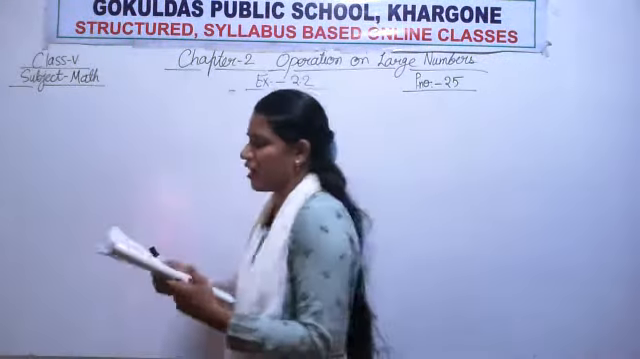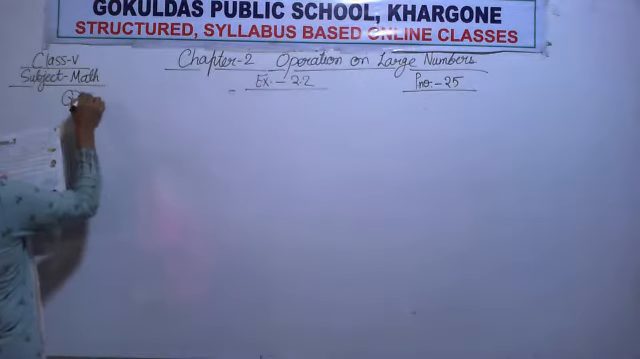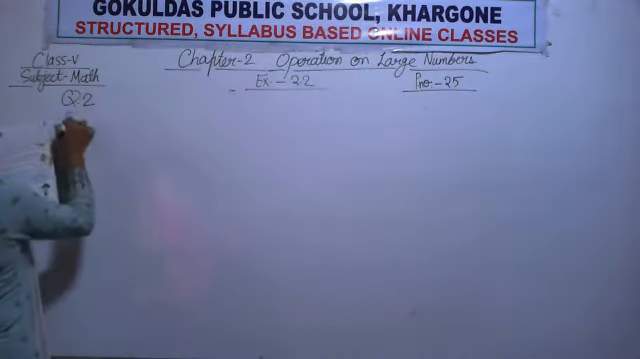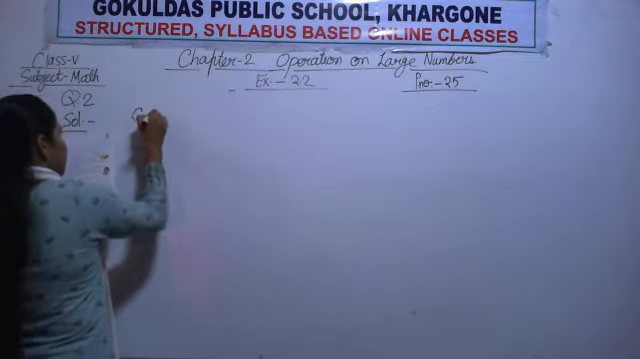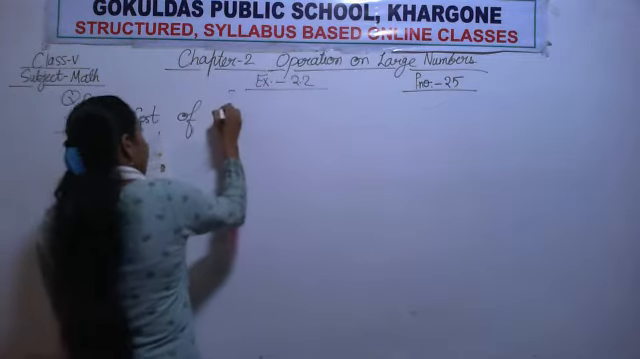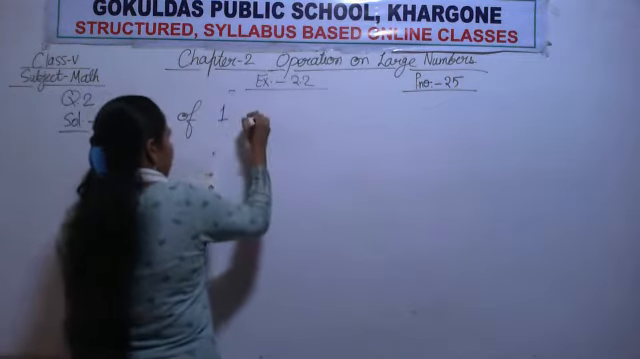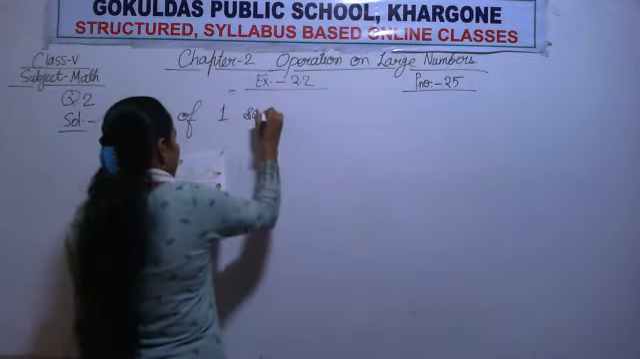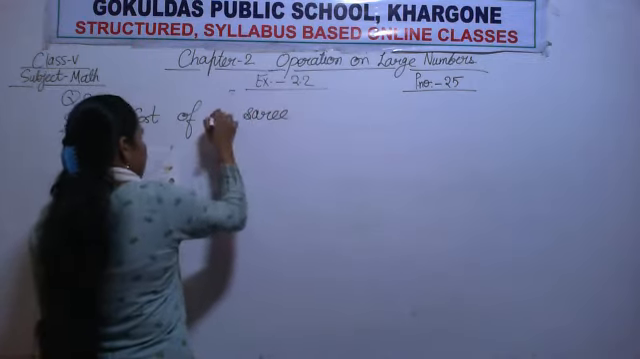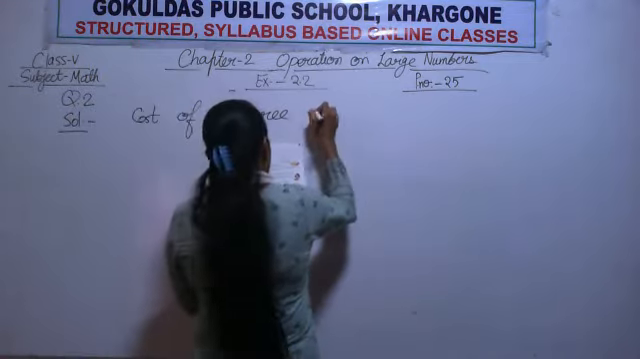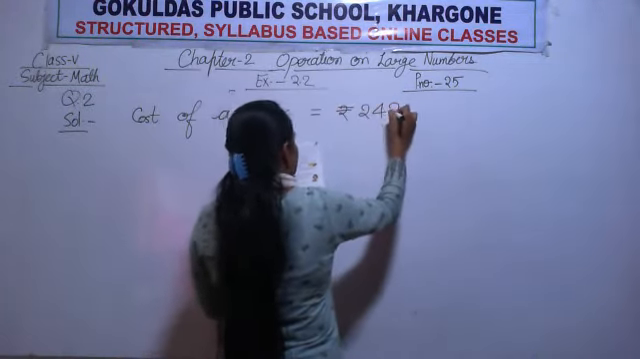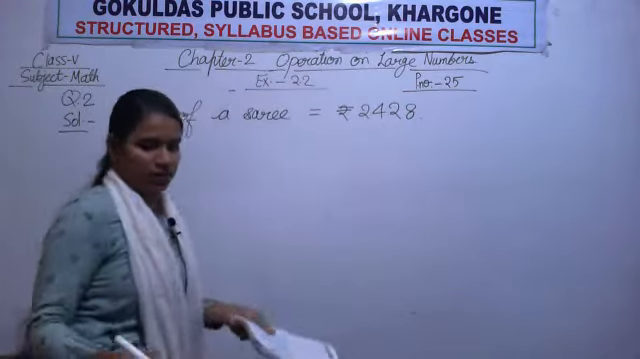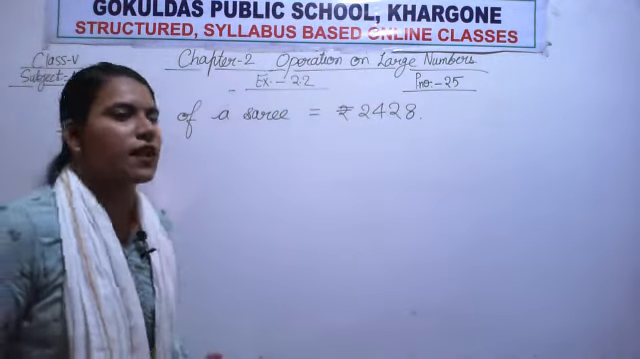So let us start doing question 2. Solution. Question 2 solution. Cost of one sari, or cost of a sari, is rupees 2428. Right? It is the cost of one sari.